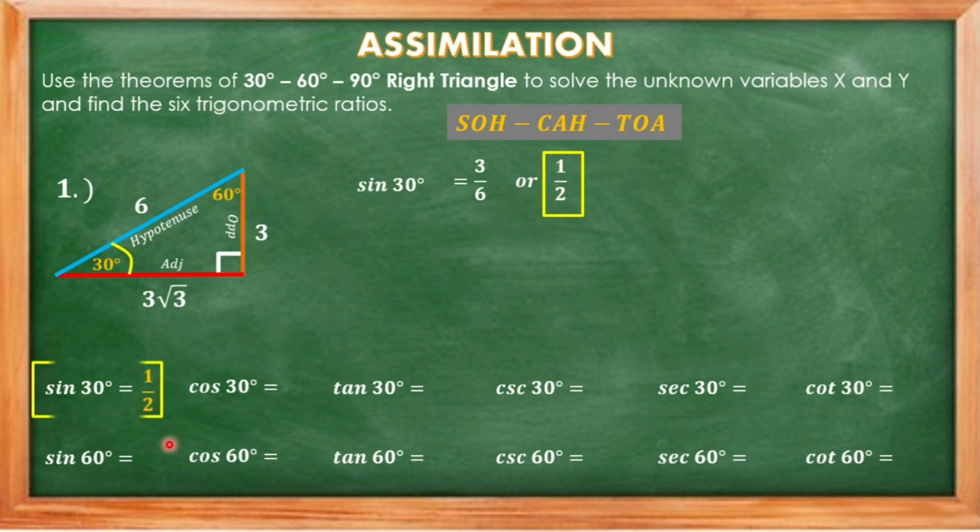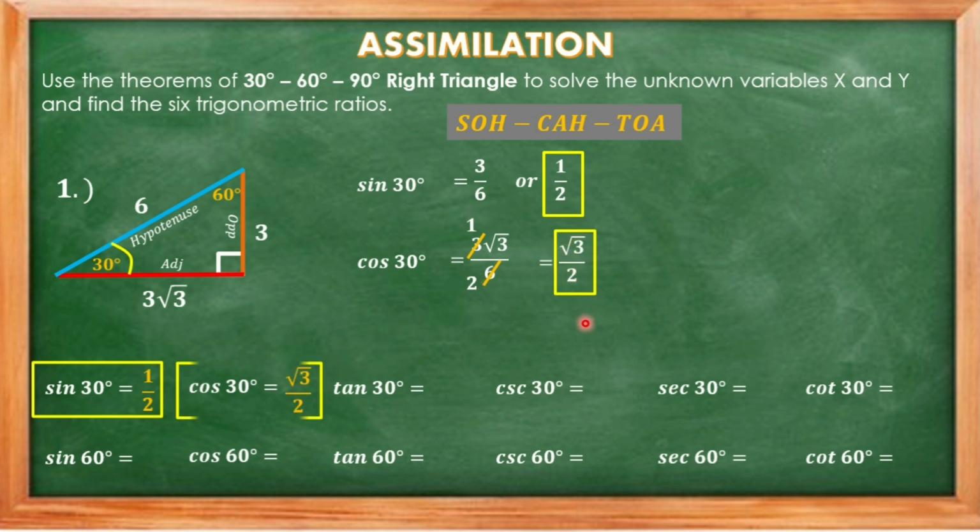Ayan. So, 1/2. Next, yung cosine 30 degrees naman natin ay gagamitin natin yung CAH, or adjacent over hypotenuse. So, ang adjacent natin, yan. So, ang adjacent natin ay 3 the square root of 3 over yung hypotenuse natin na 6. So, as you can see, pwede natin ma-simplify yung 3 over 6 na nasa labas ng radical sign. So, ang lowest term dyan ay 1/2. So, ang natira na lang natin ay 1 times the square root of 3 is the square root of 3 and 2. So, yan yung cosine 30 degrees natin.